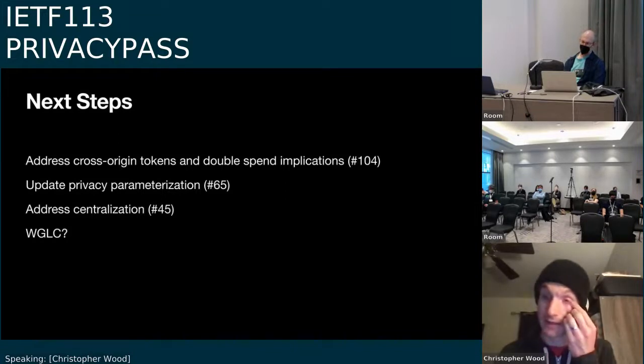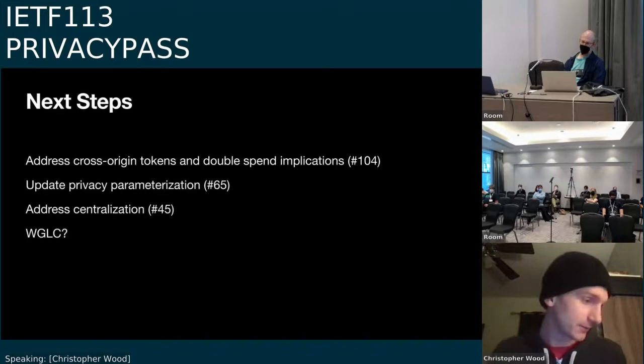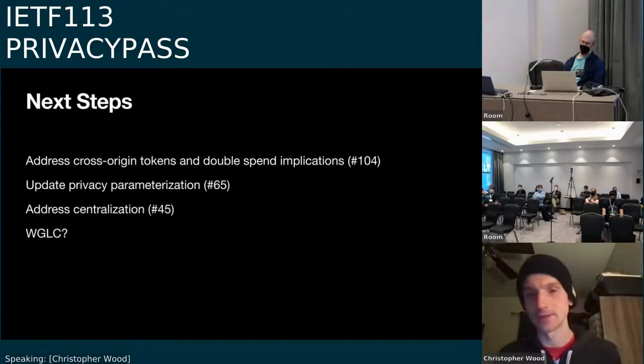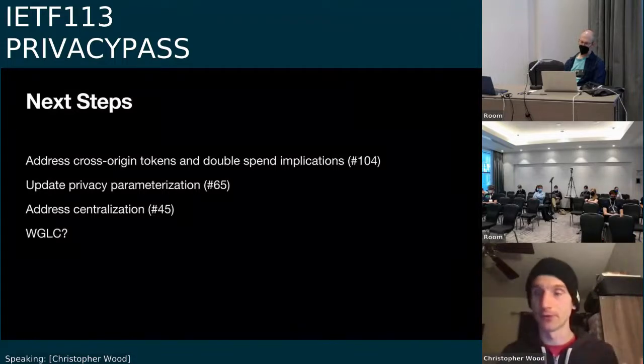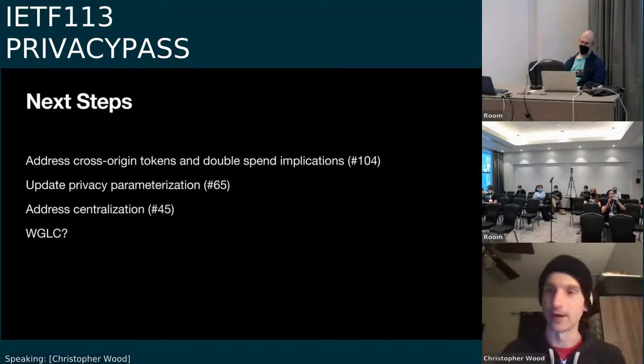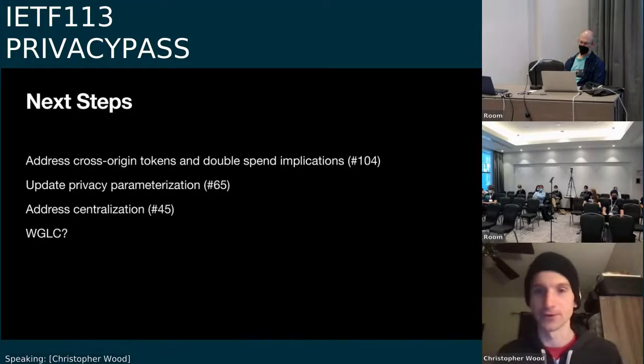I think next steps, there's an open issue right now for addressing the double spend prevention requirements when you're using cross-origin tokens. Say, for example, you have two origins that both accept cross-origin tokens. They both have to share double spend prevention state. Otherwise, a client could spend a token at either one of these servers. I don't think we explicitly make that obvious in the draft right now, so there's an issue to call that out.